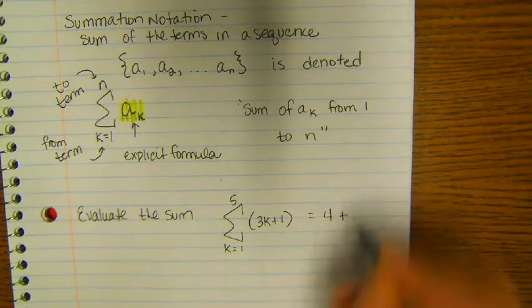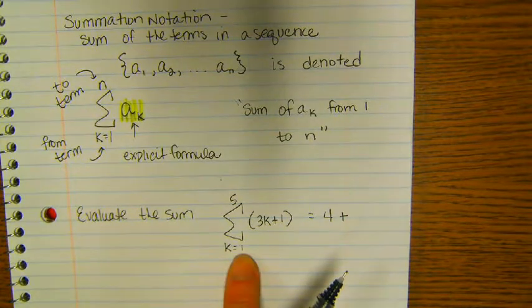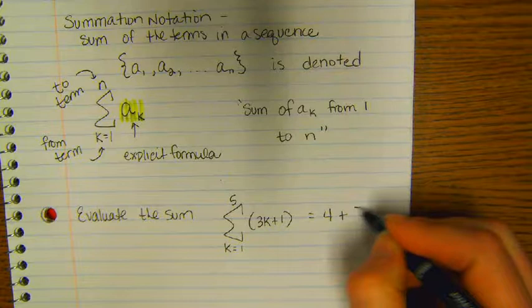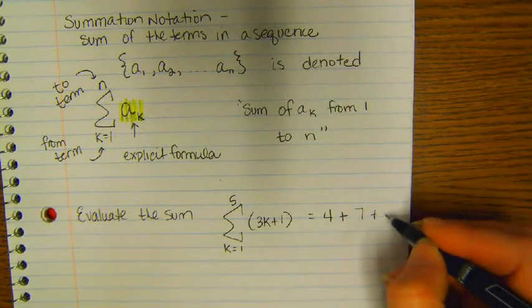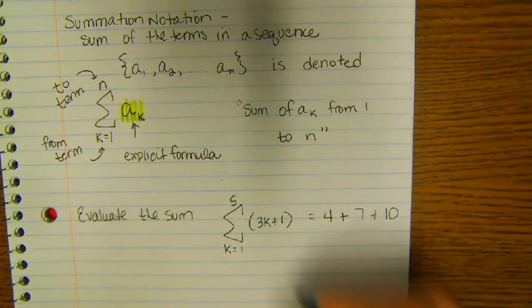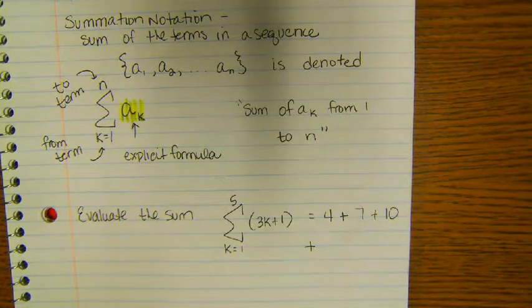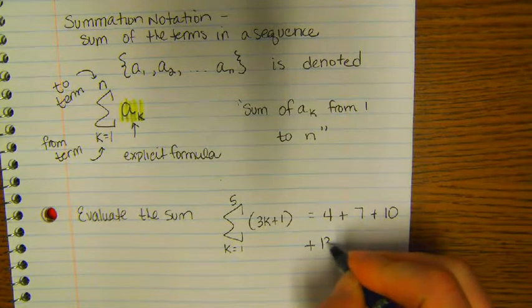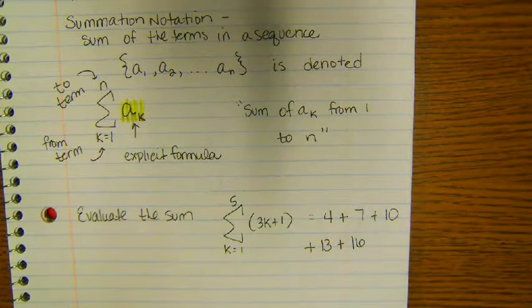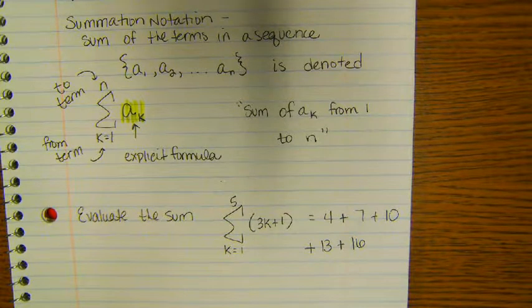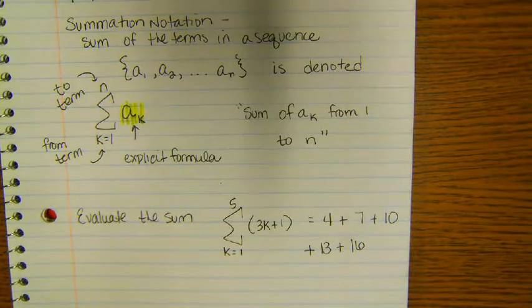Now I need to go to term 2. What's the second term? Now I need to go to term 3. What's the third term? 10. Fourth term would be 13. And what would the fifth term be? 16. Okay? But then the summation symbol means now I add those up. So would you add those up for me, please, and tell me what the sum is?